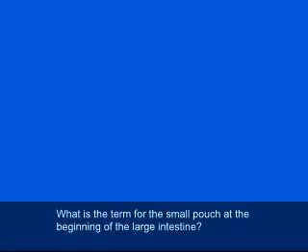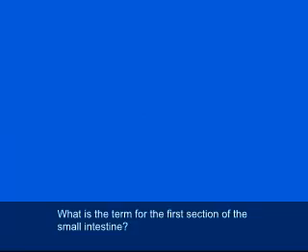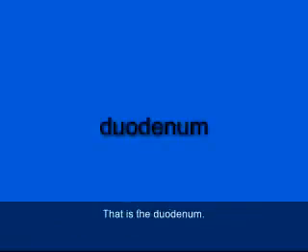What is the term for the small pouch at the beginning of the large intestine? That is the cecum, C-E-C-U-M. What is the term for the first section of the small intestine? That's the duodenum, D-U-O-D-E-N-U-M.